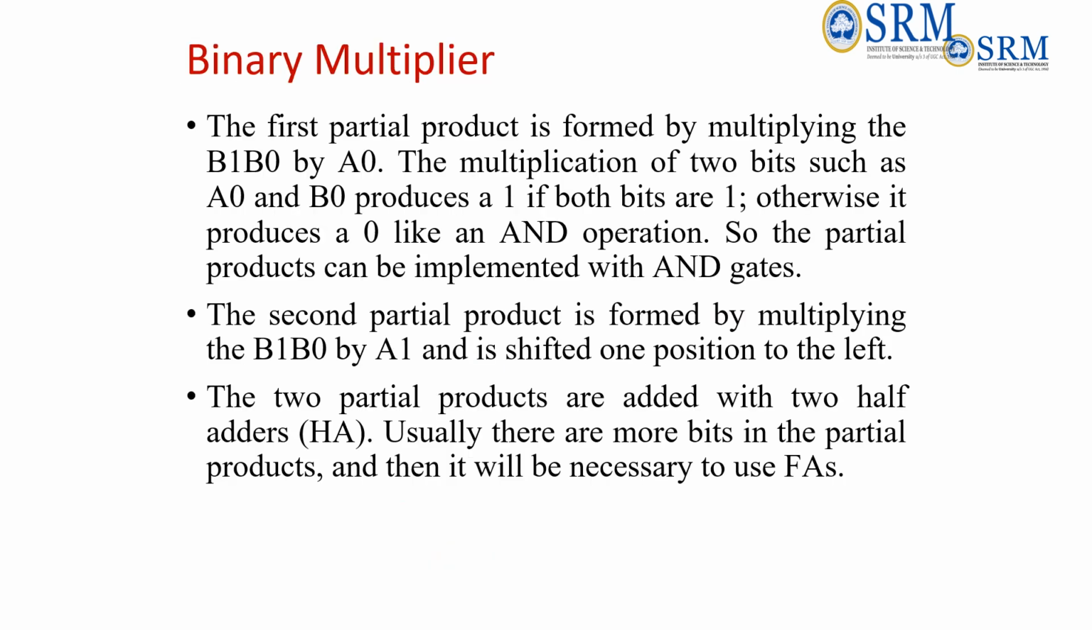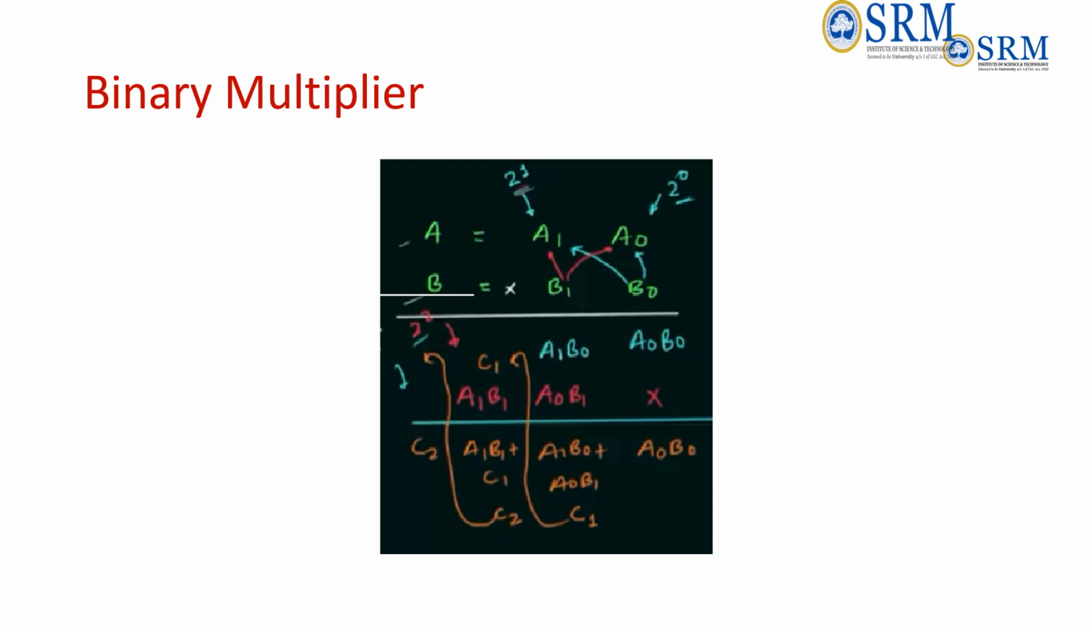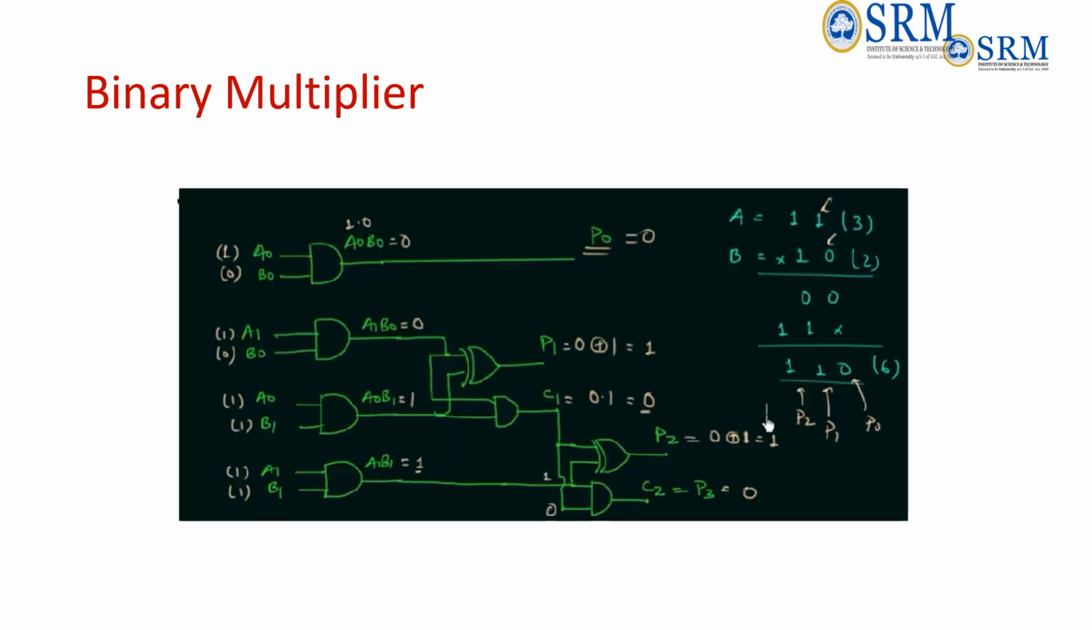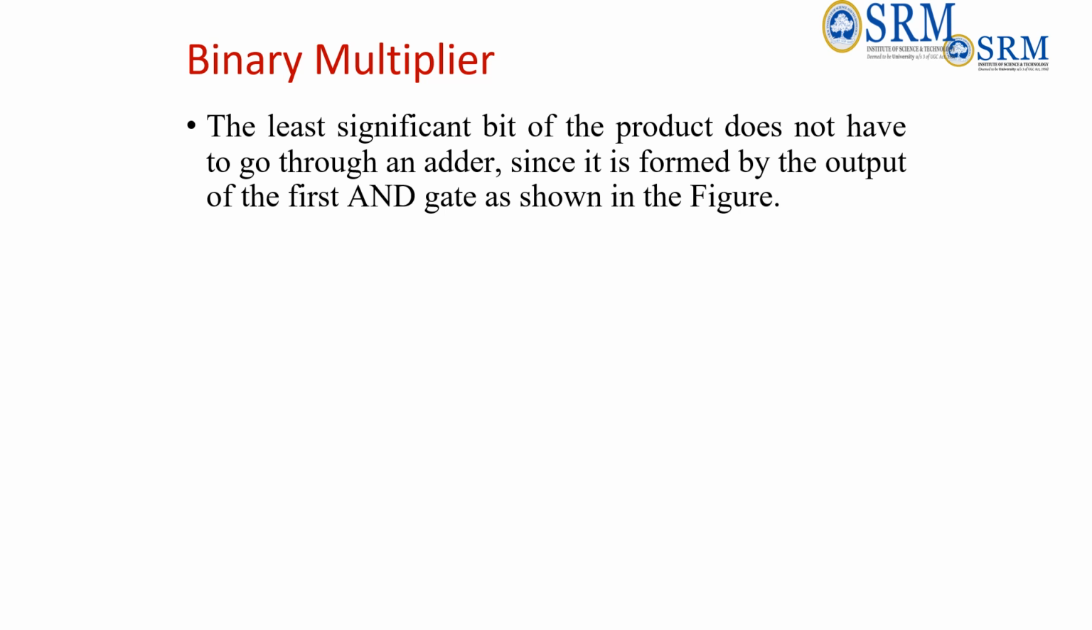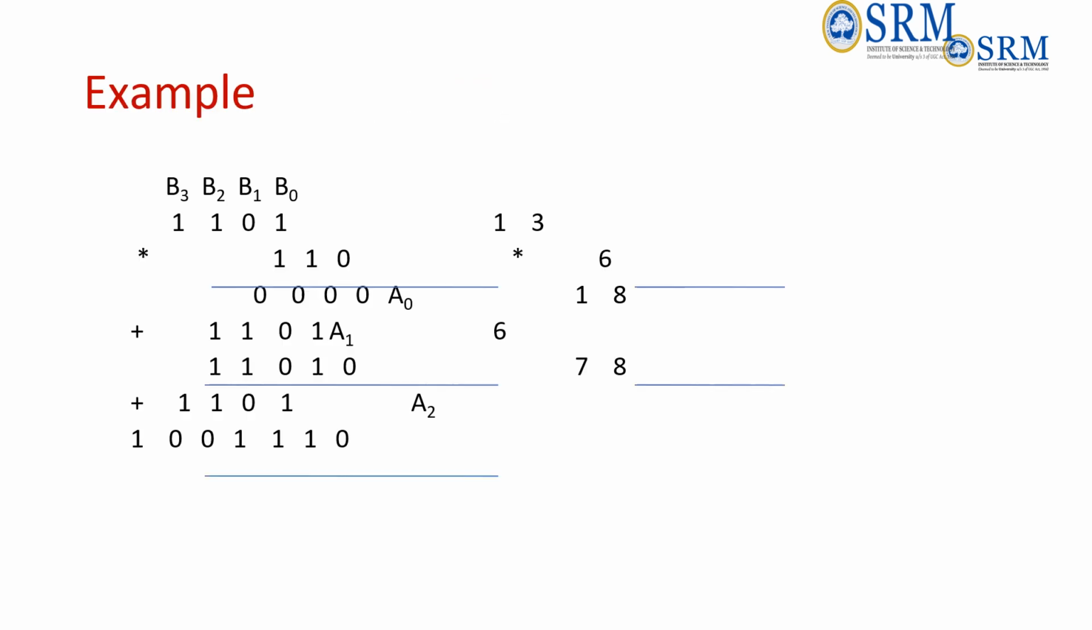In the binary multiplier, the first partial product is found by multiplying B1 B0 by A0, and the second partial product is found by multiplying it with A1 and shifting it one position to the left. The two partial products are added in two half adders. Usually there are more bits. If there are more bits in the partial product, then it will be necessary to use full adders. This is the diagram of the binary multiplier. The least significant bit of the product does not have to go through an adder, since it is found directly from the output of the first AND.